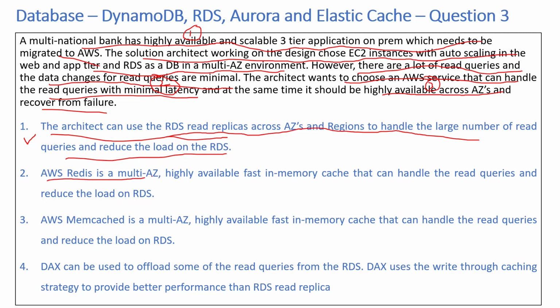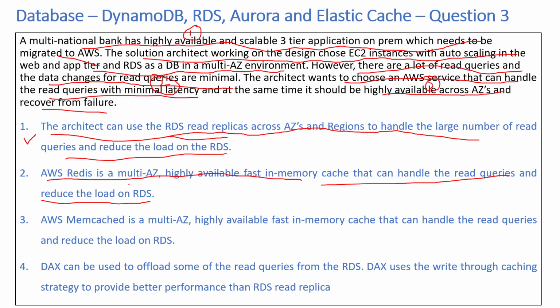AWS Redis is a multi-AZ highly available fast in-memory cache that can handle read queries and reduce the load on RDS. So this is also a good solution. So Redis provides you with the ability of an in-memory cache that can handle the read queries. It is also multi-AZ and highly available. And it also provides you the option of recovering from failure automatically.